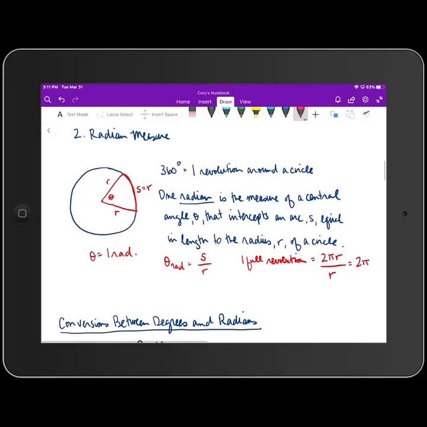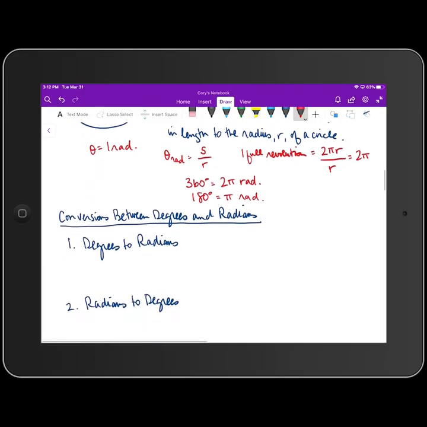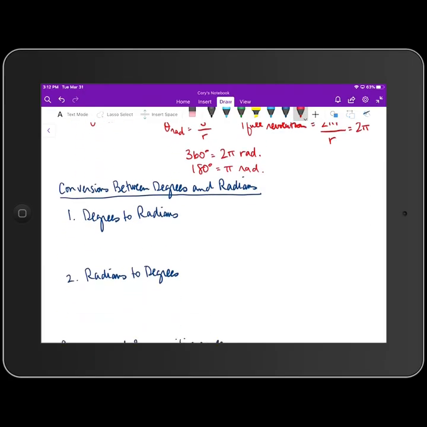We know that one full revolution around a circle is 360 degrees. And that's going to be equal to one full revolution around a circle, which is 2 pi radians. If we take both of those values and divide them by 2, that tells us that 180 degrees is going to be equal to pi radians. And that's going to be an important relationship for us going forward. It's going to help us convert between degree measure and radian measure, which is what we're going to look at next.